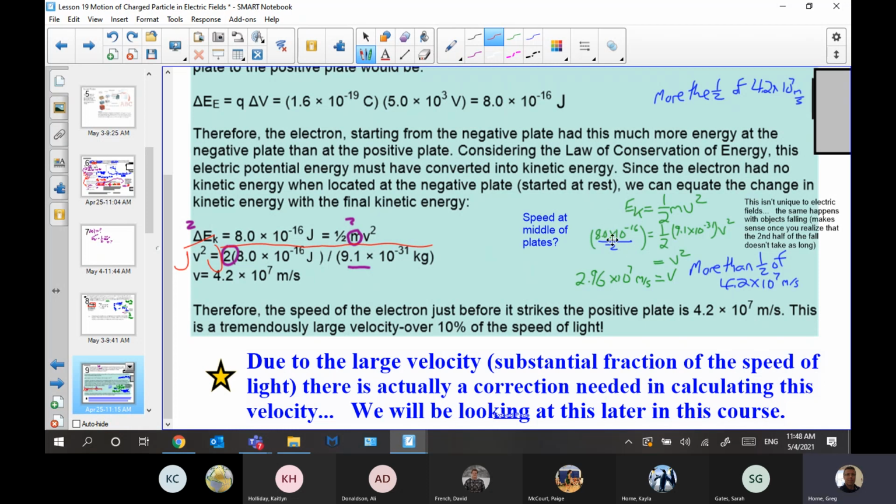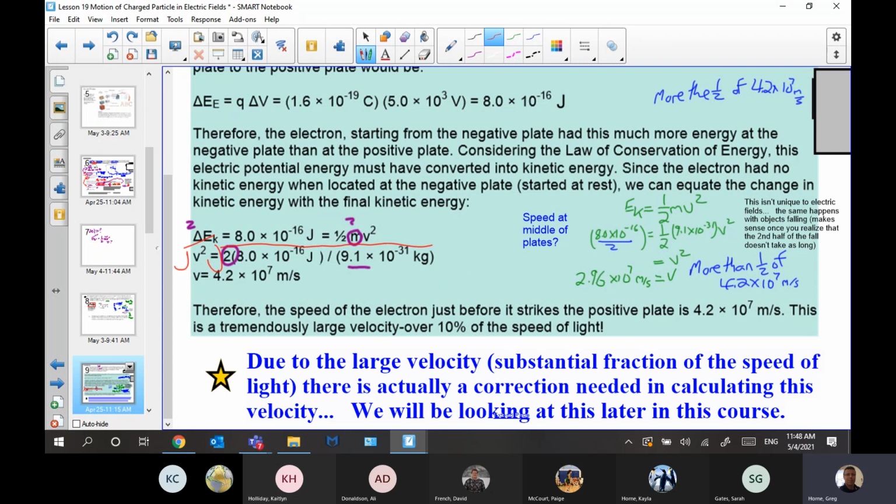Halfway, half energy, velocity, right? So there's the kinetic energy equation, half of the energy plugged in. Notice the velocity is more than half of the 4.2. That shouldn't be a surprise, right? So it gets to almost 3 in the middle.